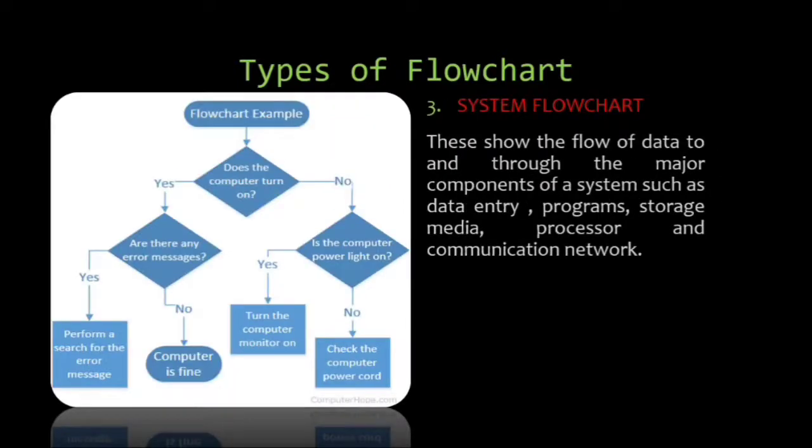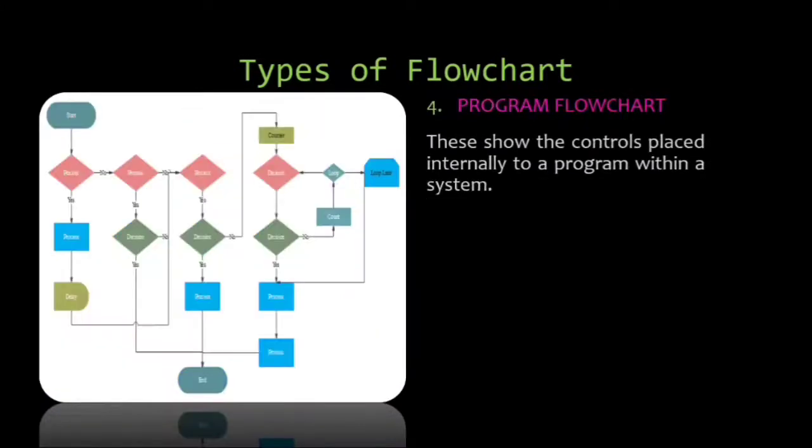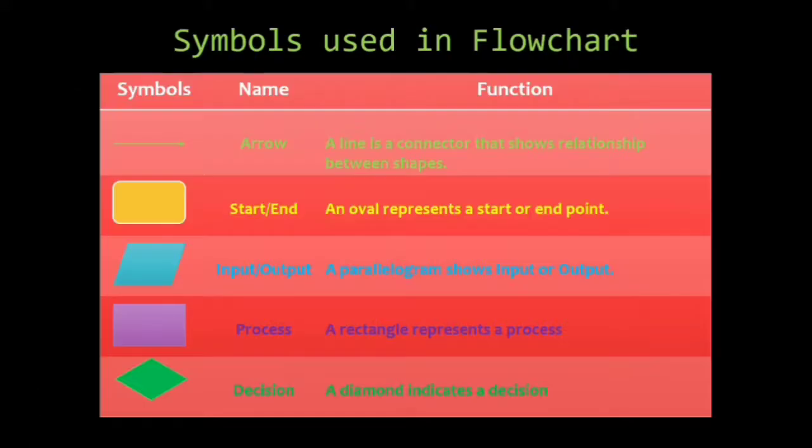Third is the system flowchart. These show the flow of data through the major components of a system, such as data entry, programs, storage media, processor, and communication network. The fourth one is the program flowchart. These show the control placed internally to a program within a system.